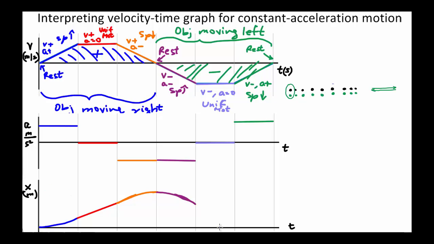The fifth segment, I've got a constant negative slope, so a straight line with a negative slope. And the last segment, I've got a negative slope that is approaching a flat line because I'm coming to a rest at the end. So there is my displacement time graph.